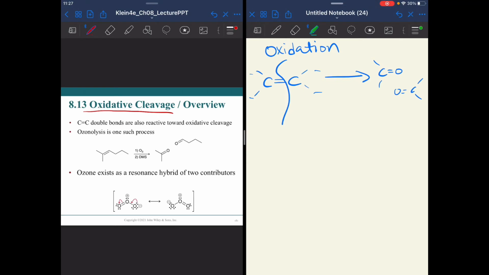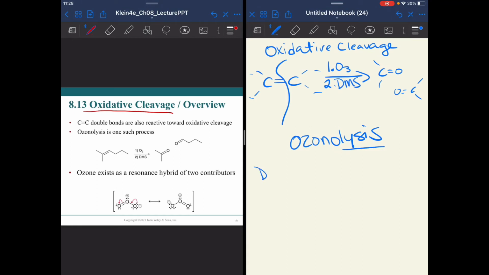This is also referred to as oxidative cleavage because through an oxidation reaction, we are cleaving that bond. But the specific reaction we're looking at is known as ozonolysis. So we are using ozone to lyse or cut this bond. Ozone is the first step, O3. And in the second step, we just need a reducing agent. For oxidative cleavage of double bonds, we use something called DMS. DMS and O3. So O3 is ozone.